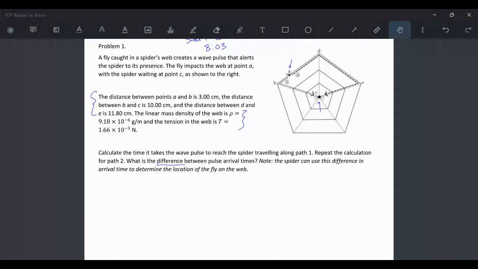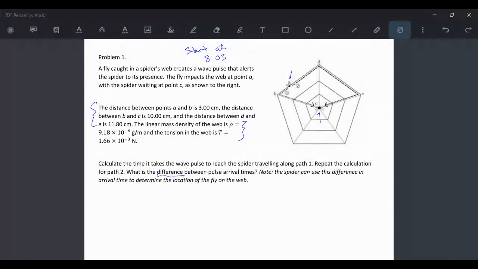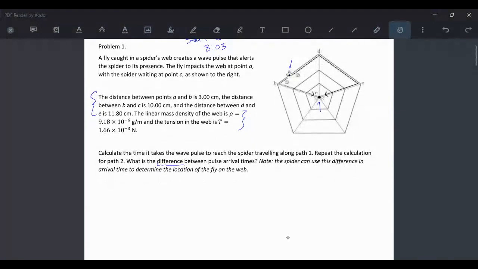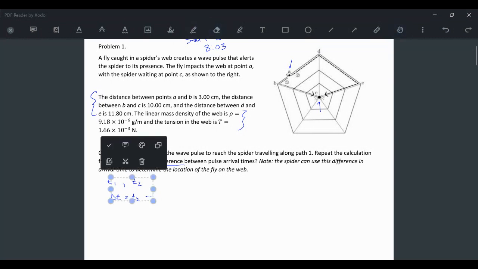So there's a few ways we can get started. Really what we're doing is we want to calculate a time for path 1 and a time for path 2, and by the end of this we want to calculate delta t, which is just obviously the difference, t2 subtracted t1.